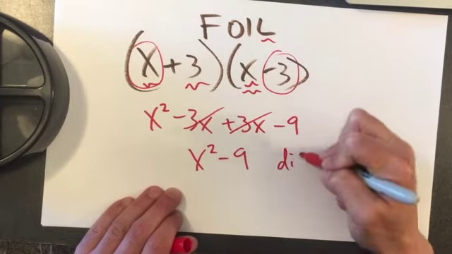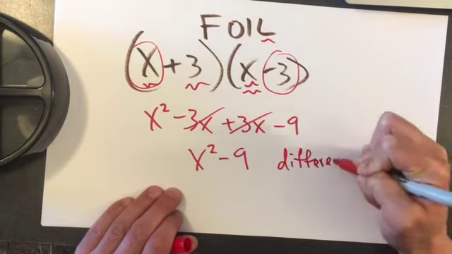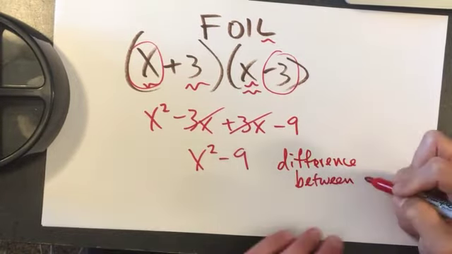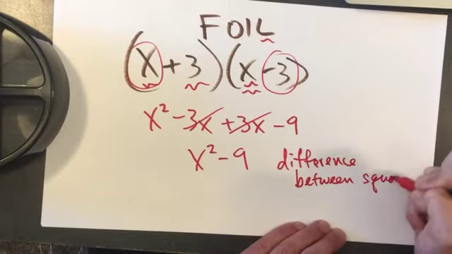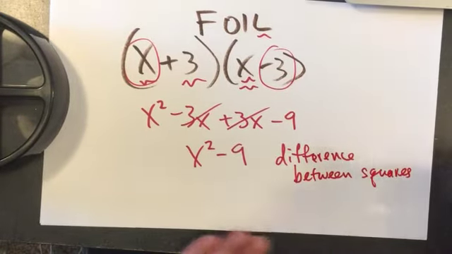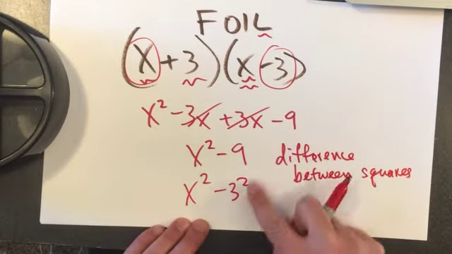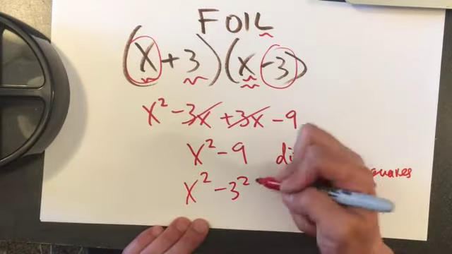This is also known as the difference between squares. Why do we call it that? Because you can really think of it as this. It's x squared minus 3 squared, isn't it? See? That's really what we're saying. All right.